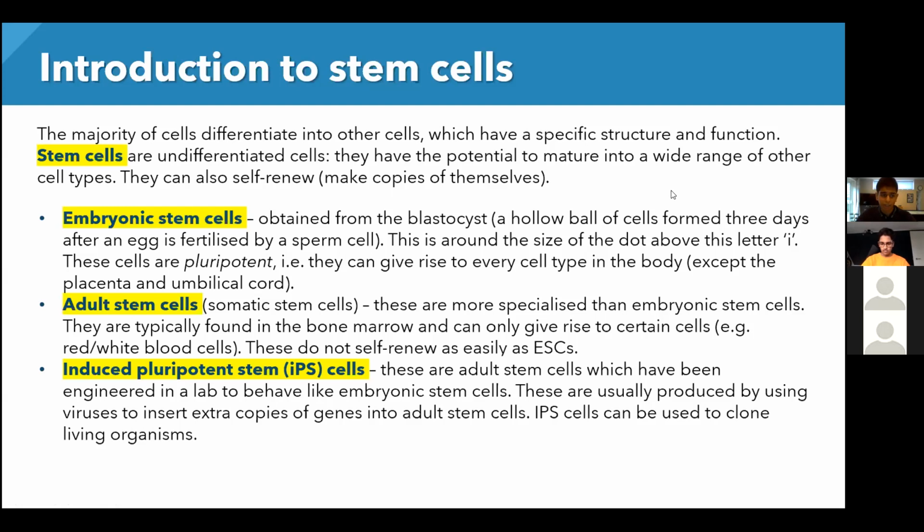And the third type is induced pluripotent stem cells. These are basically where you have an adult stem cell and you engineer it in the lab to behave more like an embryonic stem cell, which obviously is quite useful because it avoids many of the ethical issues surrounding embryonic stem cells, by using adult stem cells instead. These are usually produced by using viruses to insert extra copies of genes into these adult stem cells, and therefore they can be used in cloning living organisms.